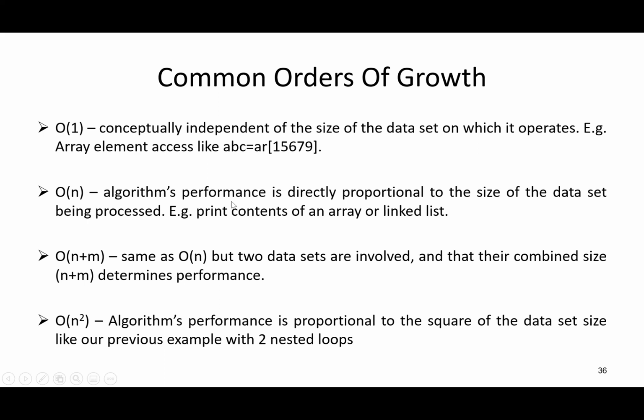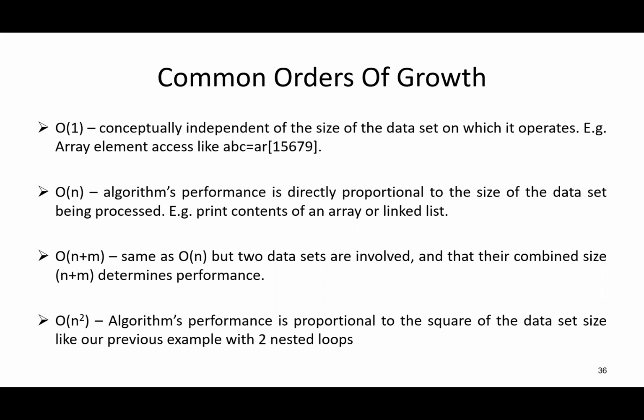If you have order of n, your algorithm performance is directly proportional to the size of the data set being processed. For example, when you want to print the content of an array or your linked list. How do we print the content in an array or linked list? Remember, you need to go through every element, right? So you need a loop. How many times you loop depends on how many elements you have in your array or linked list. That's why if you have one loop, usually it's order of n. Remember just now, how do we calculate the loop?